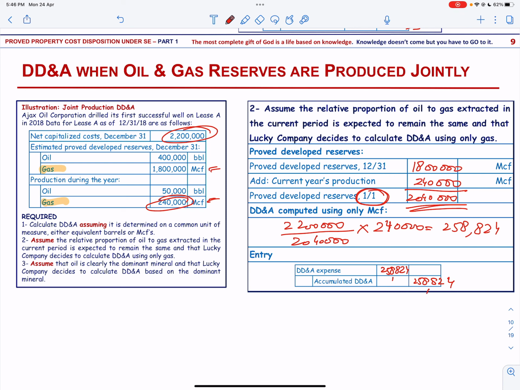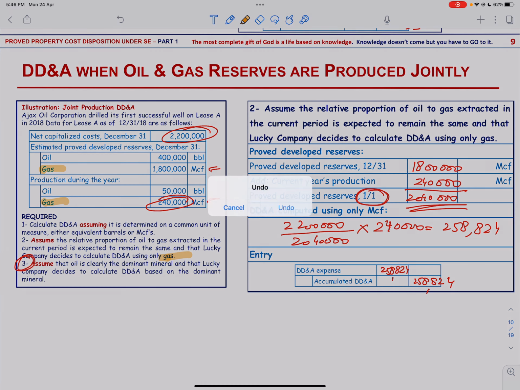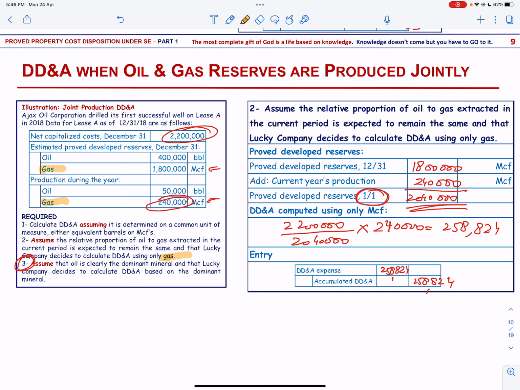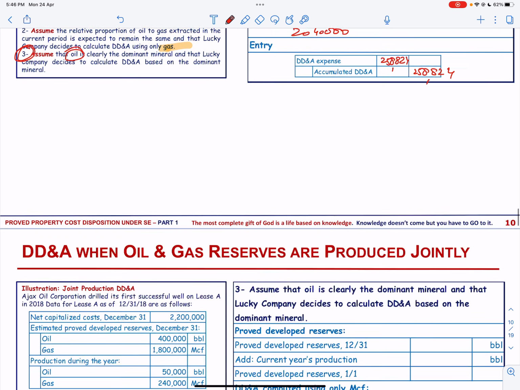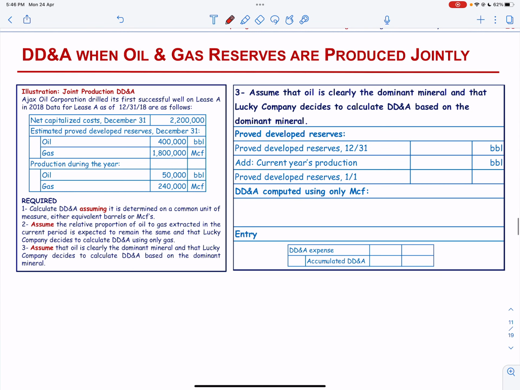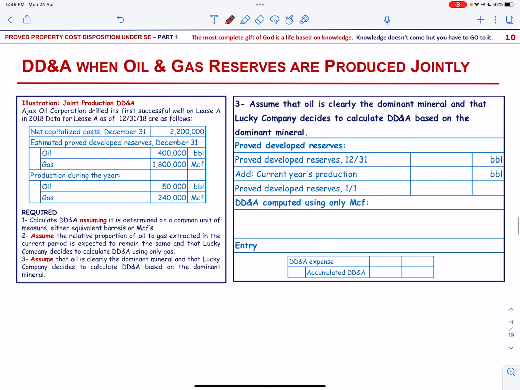Okay. Next, let us look into the third requirement, that is, assume that oil. Before, in this example we looked into gas. We calculated DD&A using gas, and now we are going to do it with oil as being dominant. So let us calculate this one, and this time we are going to take the oil in our calculations only.